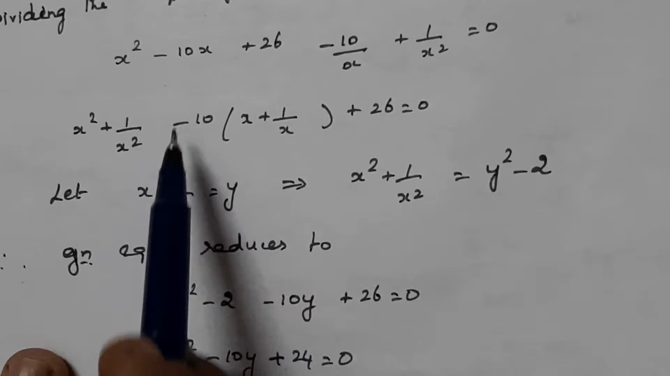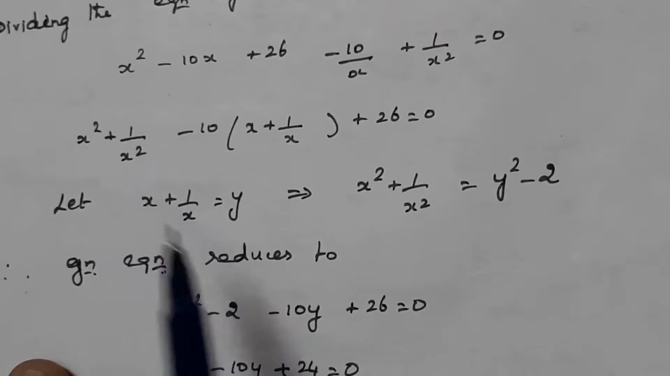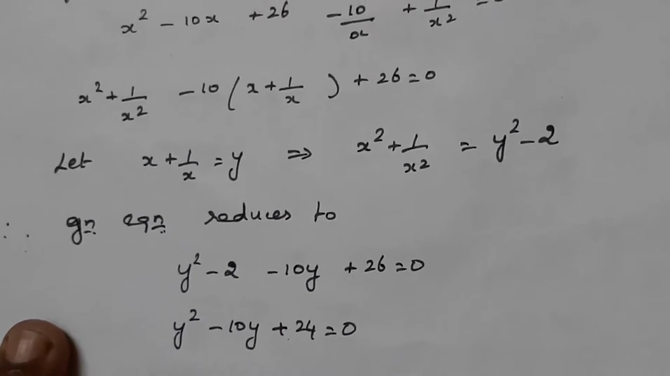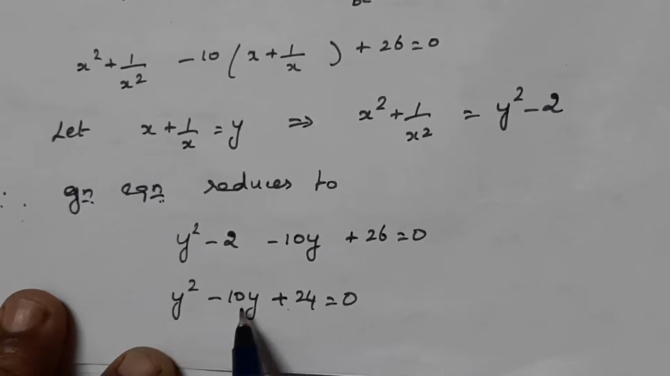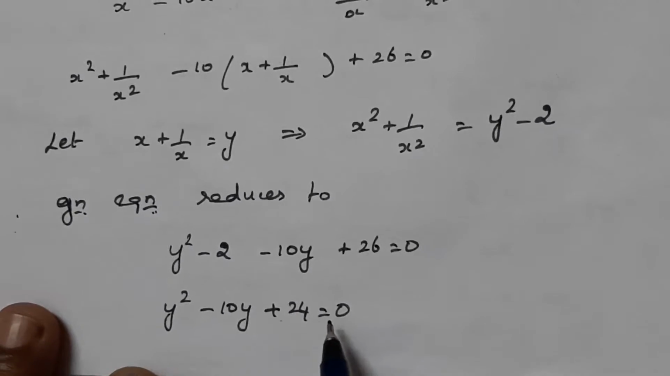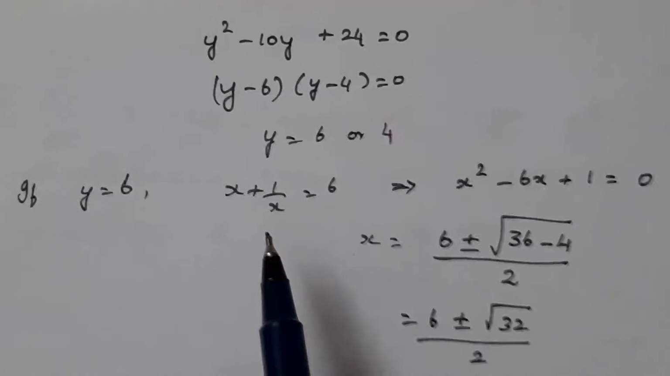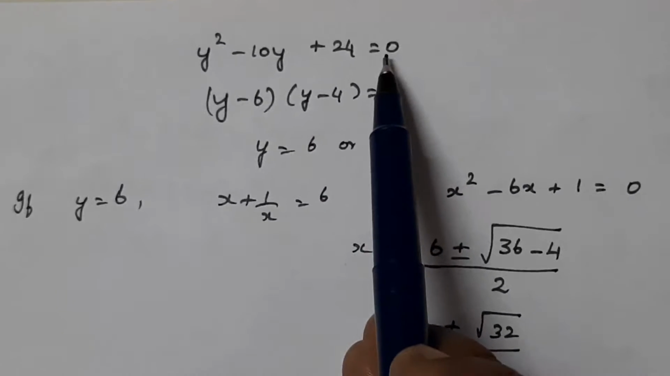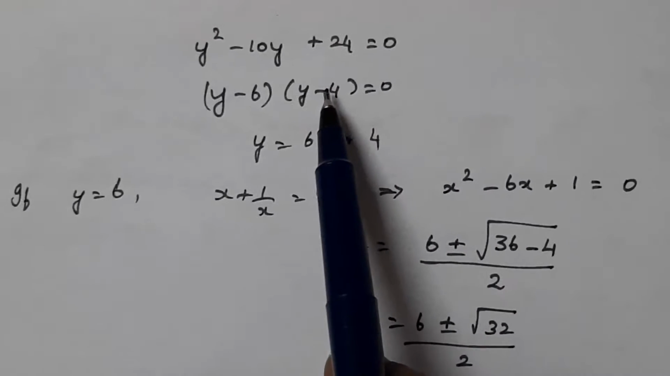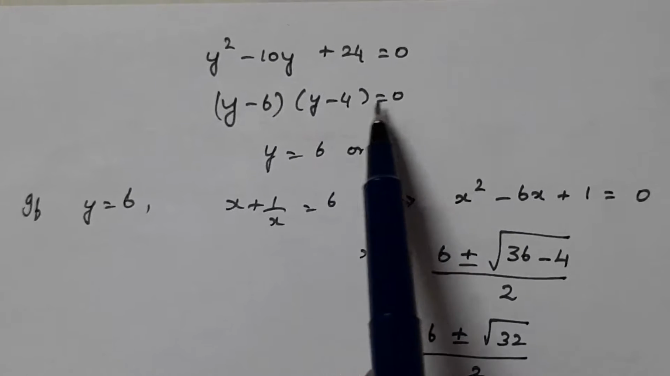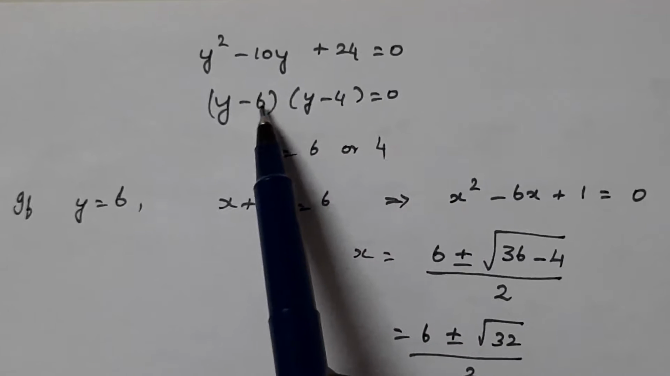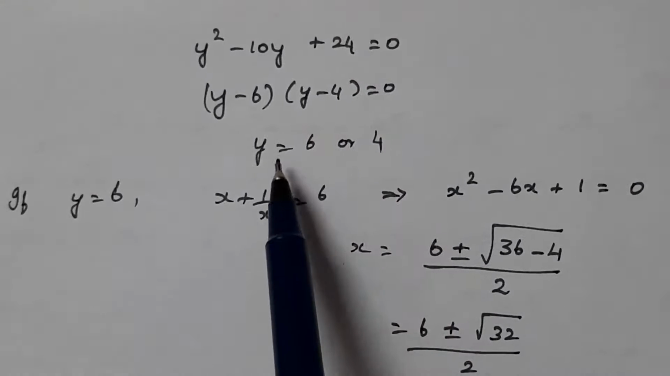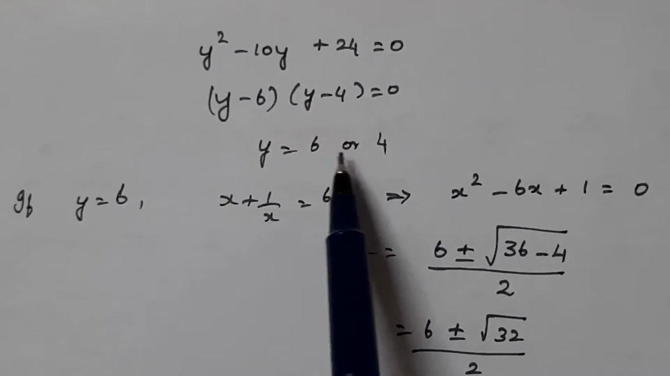Okay. So, what is the given equation? It will become y squared minus 2 minus 10y plus 26 is equal to 0. That is y squared minus 10y plus 24 equal to 0. So the equation reduces to y squared minus 10y plus 24 equal to 0, and it can be factorized as y minus 6 into y minus 4 is equal to 0, as minus 6 minus 4 is minus 10 and its product is plus 24. So it will give the value of y as 6 or 4.